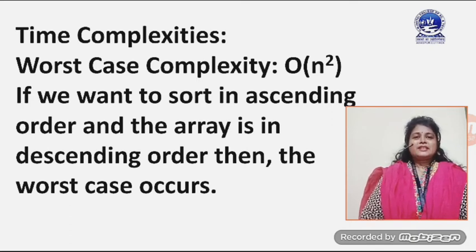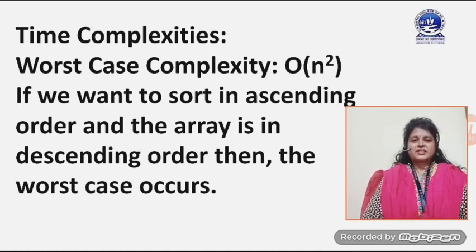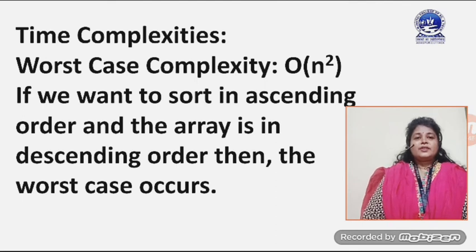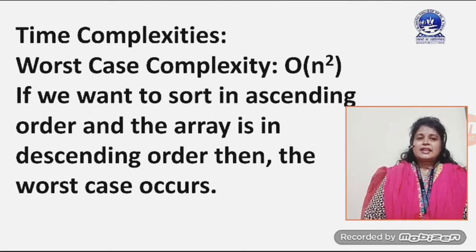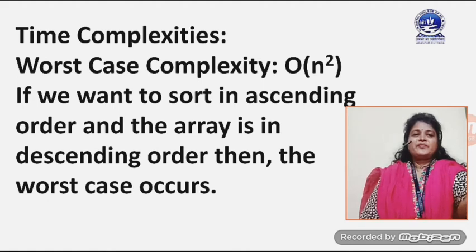First of all, we will discuss the worst case complexity. We know what the meaning of worst case complexity is. If we want to sort in ascending order and the array is in totally descending order, then the worst case occurs, and selection sort takes order of n square.